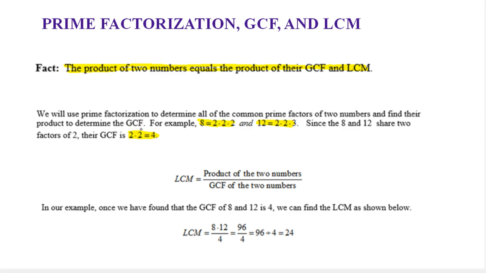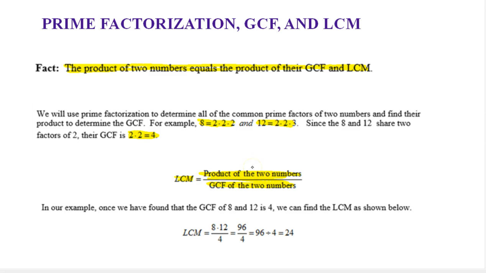Okay, now you can find this by listing all the factors of 8 and 12 as well, but this way is more direct. The numbers are kind of small, so you may have noticed this, but this will be an excellent skill when the numbers are larger. Then we have this really nice fact that the least common multiple is equal to the product of the two numbers divided by their GCF.